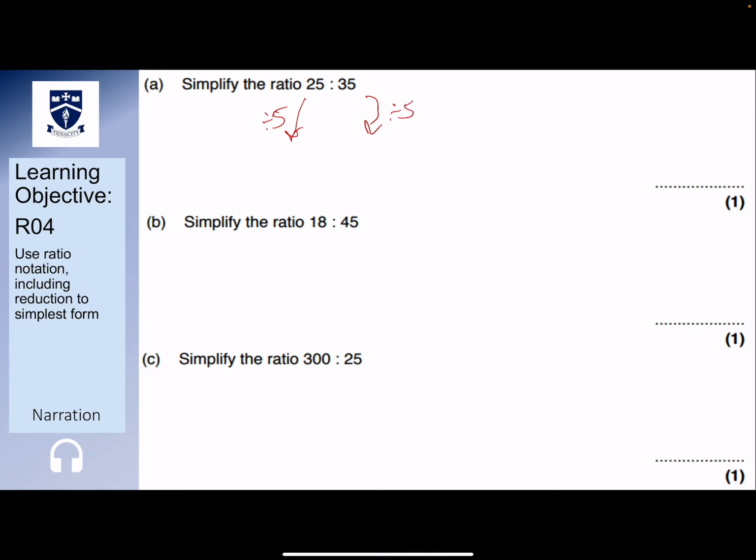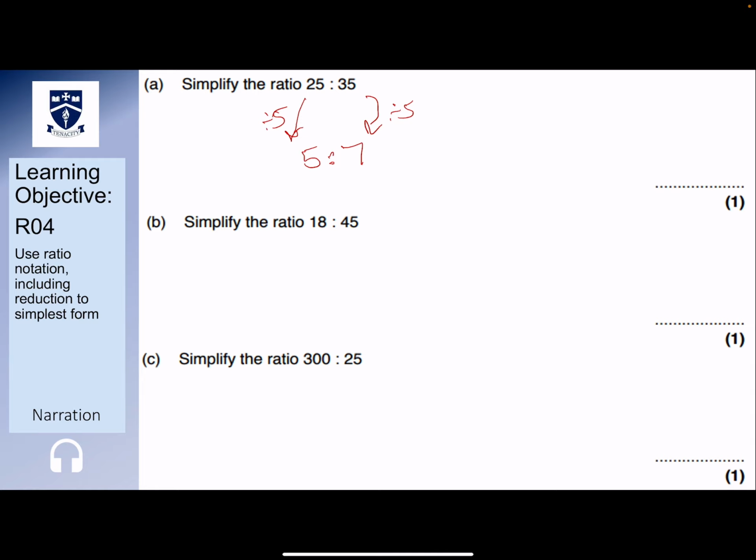And when I rewrite that, 25 divided by 5 is 5, and 35 divided by 5 is 7. So we could rewrite that as 5 to 7. All right, so that is 25 to 35 written in its simplest form. So remember, simplest form, we're probably going to try and use whole numbers all the time. We don't go down into decimals. With ratios, we tend to stay with whole numbers. There are other times that we do use decimals. We might see some of those towards the end. But remember, mostly it's going to be whole numbers.